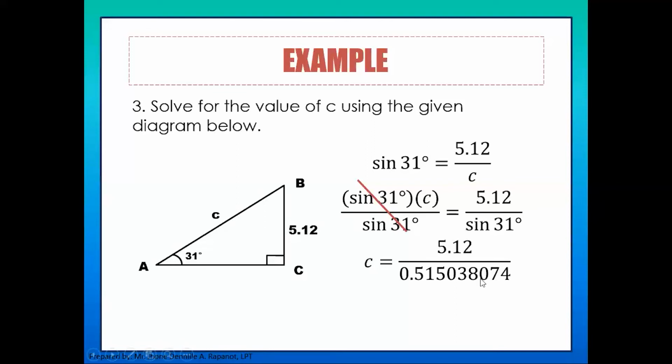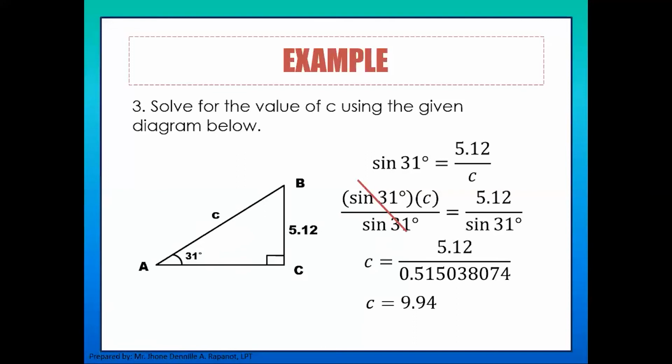Now you can divide 5.12 by the value of sine 31, and we have the value for C, which is approximately 9.94. Again, 2 decimal places for the final answer. So we're done getting the value of C, and we're done also solving example number 3.